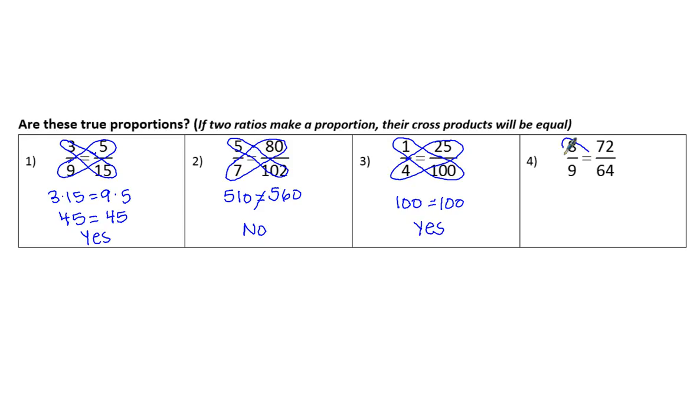And moving on to our last one, take your cross products. 8 times 64 needs to be equal to 9 times 72. 8 times 64 gets us 512, and we bring our equal sign down, and 9 times 72 gets us 648. So these two products are not equal. So this is not a proportion.